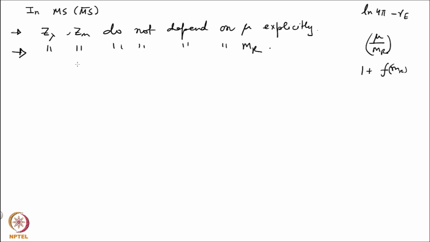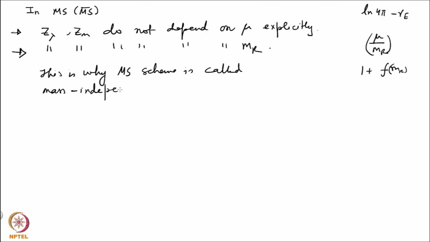And for this reason, these schemes are called mass independent renormalization schemes, because there is no mass scale appearing in these schemes. So this is why the MS scheme is called a mass independent renormalization scheme.